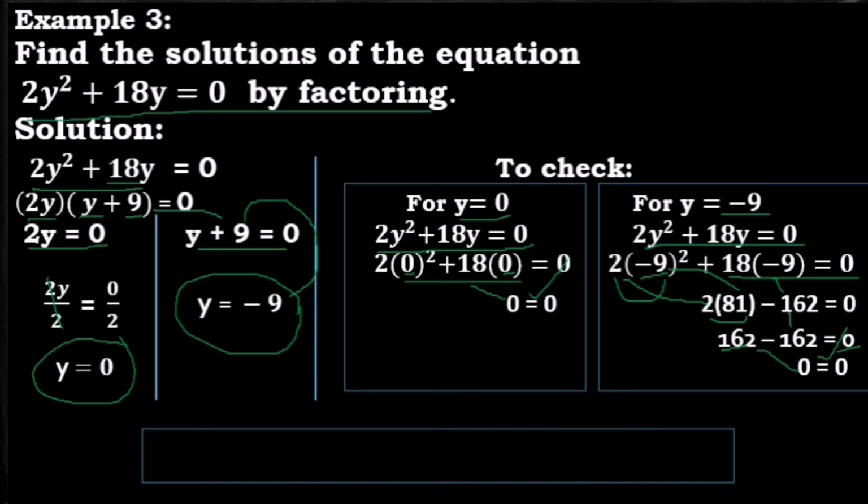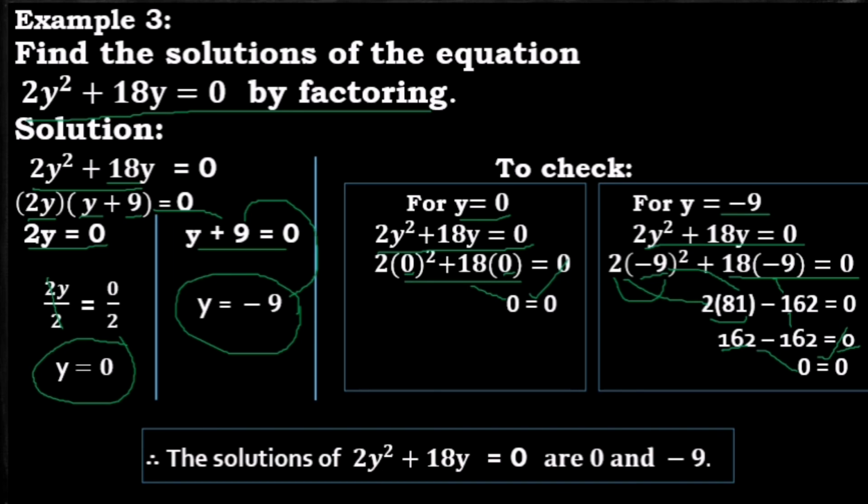So we can now conclude that the solutions of the equation 2y squared plus 18y equals 0 are 0 and -9.